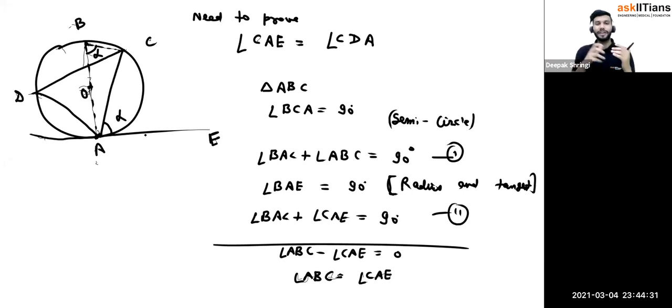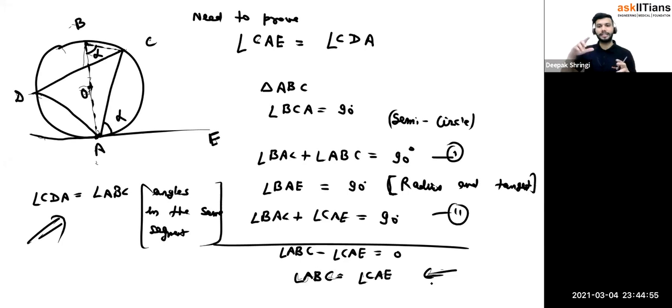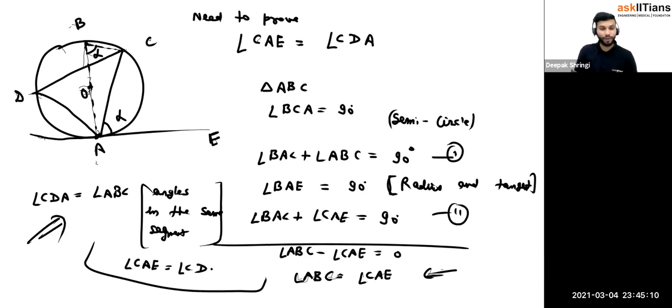So if I use this concept, I'll say that angle CDA would be equal to angle ABC. Why? Because angles in the same segment are equal. Now you just need to look at this one, that's what I got right now, and this one. So ABC and CAE are equal, and ABC and CDA are equal. That means CAE and CDA are also equal, right? So by using these two results, I can say that angle CAE would be equal to angle CDA, and that's what we wanted to prove. That's what we had to prove, and we proved it.